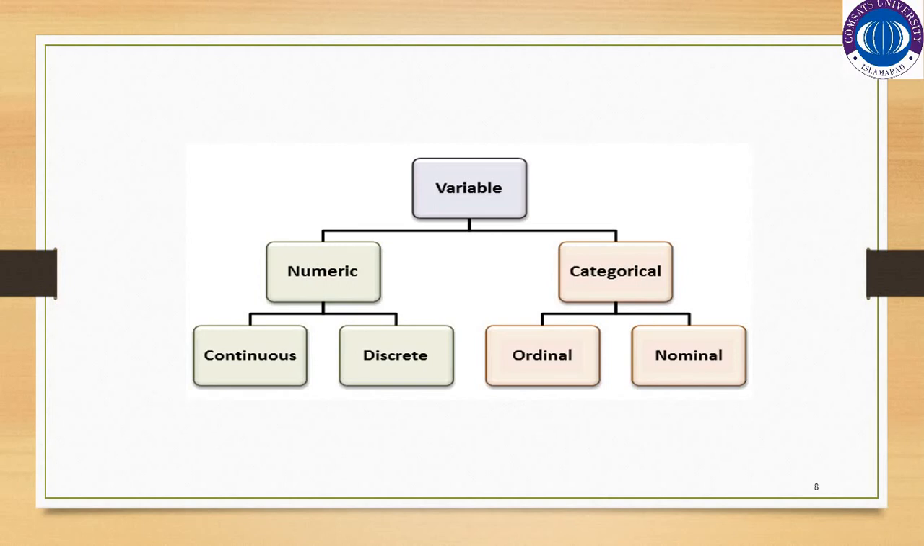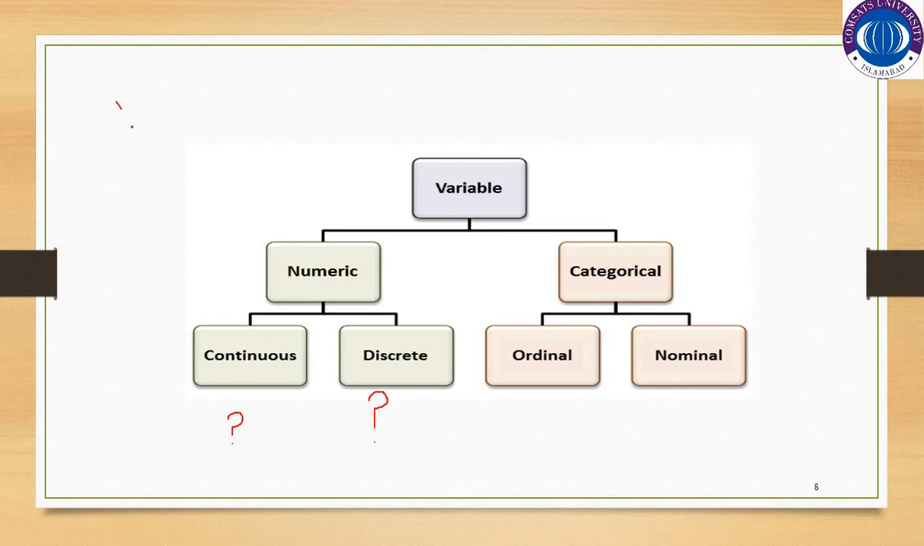So there are two types of variables, numeric and categorical. Categorical means they depend on the categories, and numeric basically represents numerical numbers. It could be continuous, it could be discrete. What is the difference between continuous and discrete? If you say that your variable is continuous, it means that it contains each and every point within a given range.